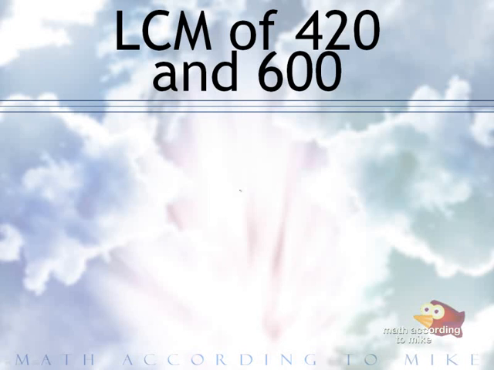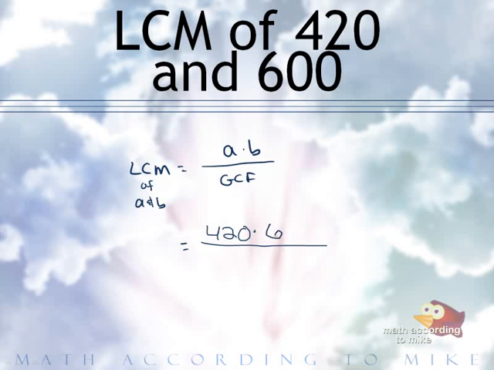The last method is just using a formula: the LCM of, I'll just say A and B, those are your 2 numbers, is equal to the product of A and B divided by the GCF. So if you know your GCF, which you did because you're a good student and you watched the previous video, we would say 420 times 600. And then remember our GCF was 60.